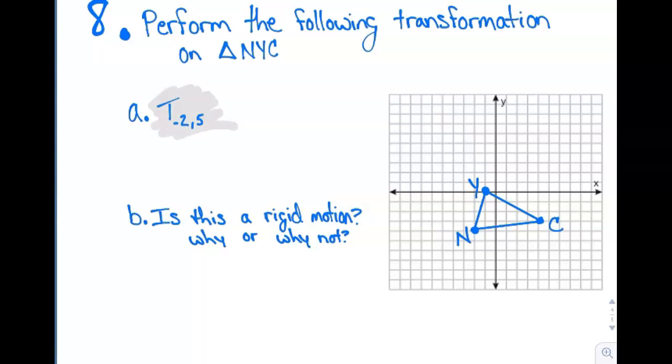Number 8, here's another rigid motion, which I just answered that for you. It's a translation of -2, 5. So it's translating -2, 5. I'm going to ask you where Y prime ends up after that. Question B, again, is it a rigid motion, and why or why not?